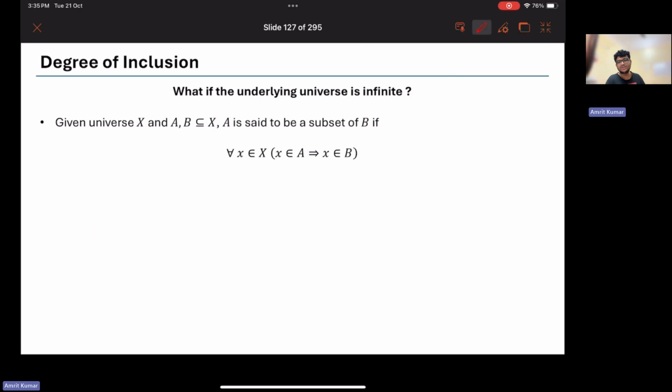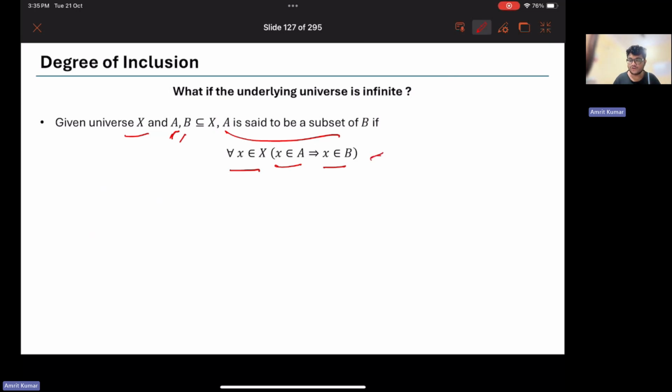So we again go back to the classical setting for inspiration. Suppose your universe is capital X and you have two crisp subsets A and B of X. Then when do we say that A is a subset of B? When for every element x of the universe, if it so happens that x belongs to A, then it is necessarily the case that x belongs to B. This is the definition of A being a subset of B, where A and B are crisp sets.